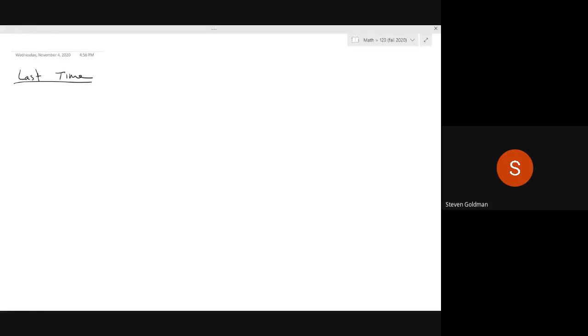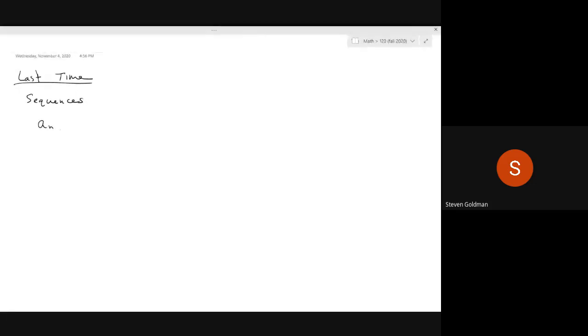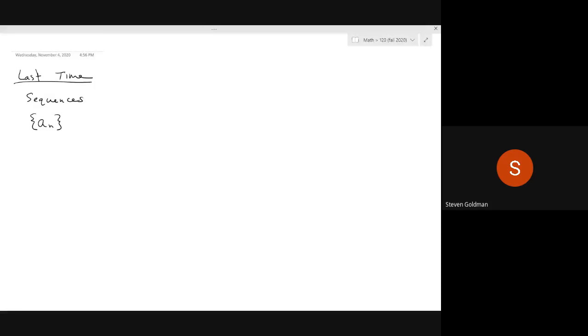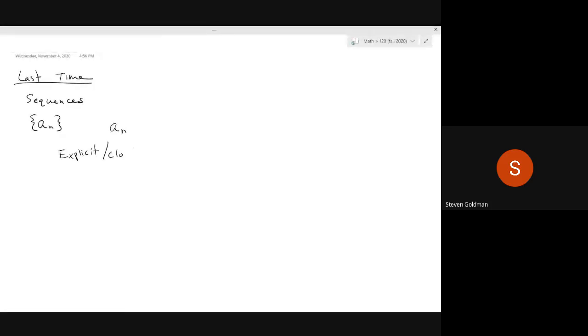Okay, so let's review what we did last time. We were in section 2.4, discussing sequences. We said a sequence is an ordered list, denoted A sub n in braces, which denotes the entire list. If I want to refer to individual terms of the sequence, I just write A sub n. We like to have an explicit formula for A sub n, so we talked about having an explicit or closed formula for a sequence.